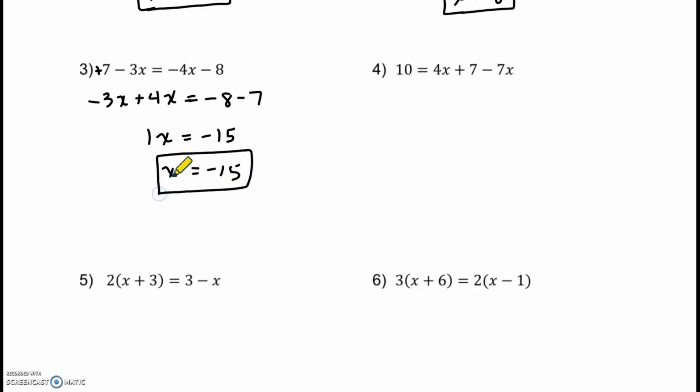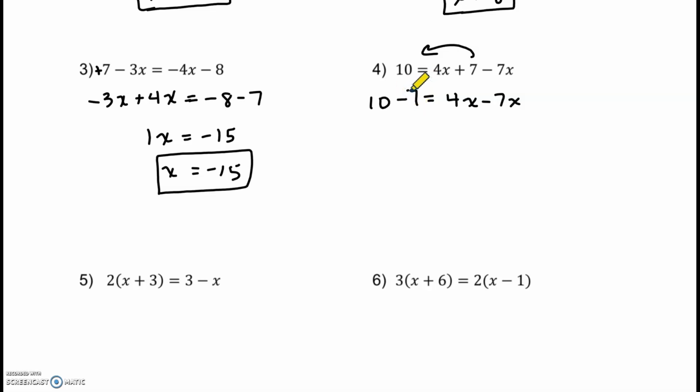All right, looking good. Okay, let's look at number 4. Well, that's interesting. I only have a 10 on this side. There's no letters there. So let's look on my right. On my right, I have a 4x and a negative 7x. I'm keeping them together, keeping them on this side, but I want to get rid of the 7. I need to put it over with the 10. So the 10 will stay where it's at. If this plus 7 comes over, it's going to cross the line, change the sign to a negative 7.